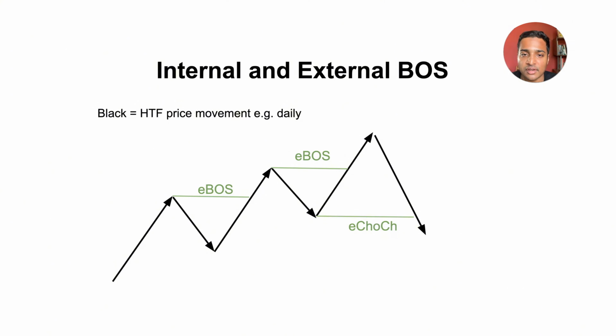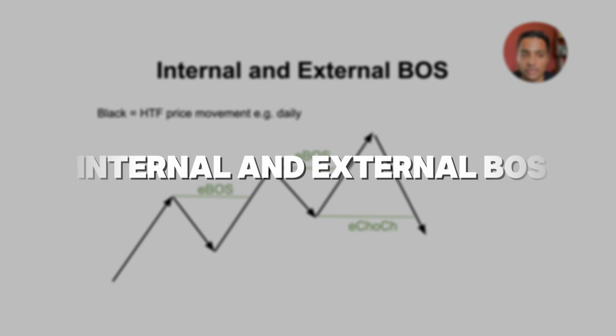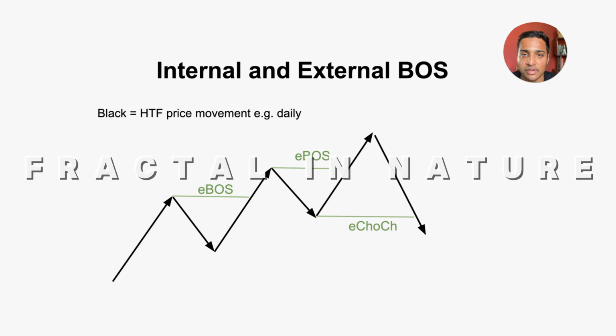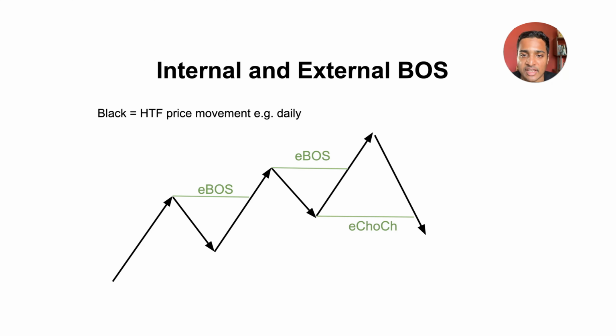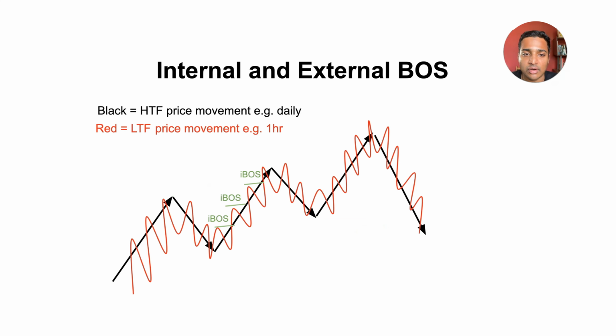Now let's look at something called internal and external break of structure. Break of structure and change of character are fractal in nature, as they can happen on any time frame. For example, you can have an external break of structure and change of character on the daily chart, so the high time frame, as shown by this black chart. Similarly, on the 1-hour chart, you can have internal break of structures on the lower time frames, as shown by this red chart. And using this multi-time frame analysis allows for better entries and exits.